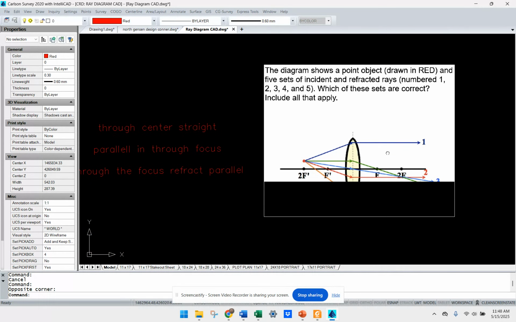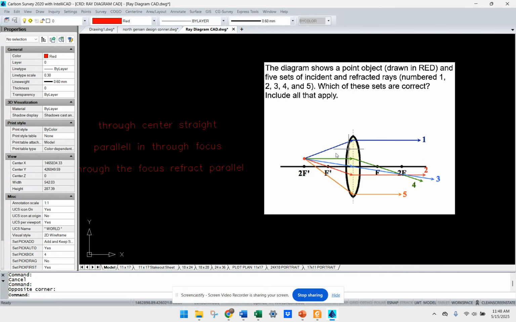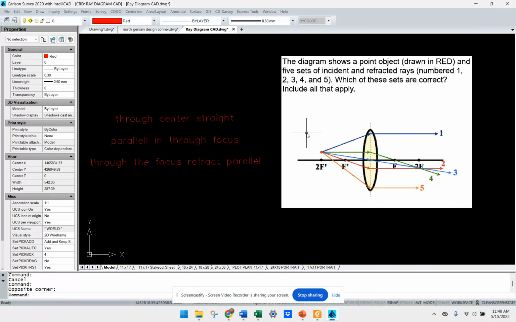If we keep moving down, look at our 3 rules. Is anything straight through the center? Yes, 3 is. Does anything come in parallel? 4 does. Does it go through the focus? Yes, so 4 is true.